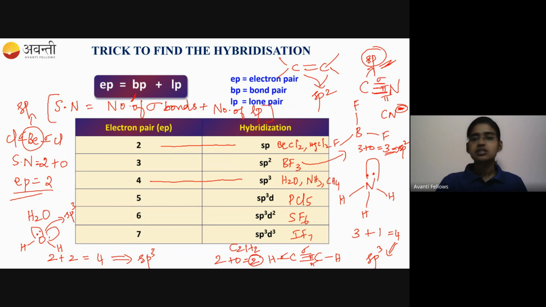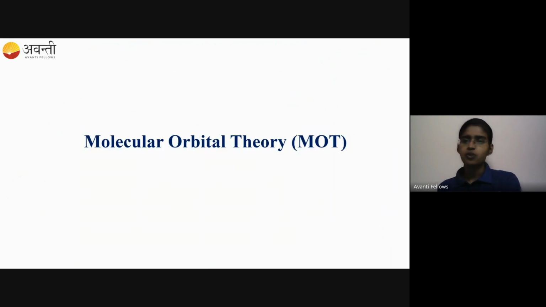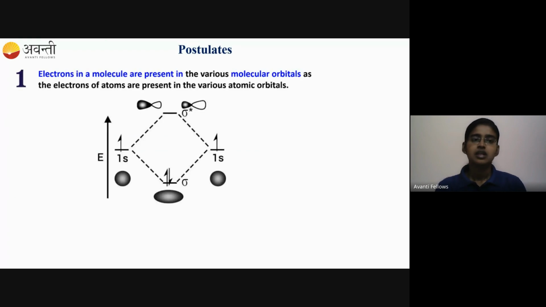Fine, students. So now let us move on to the next theory, which is a very important theory, like VSEPR. It is molecular orbital theory. Now coming to the postulates of molecular orbital theory, postulate number 1: the electrons in a molecule are present in the various molecular orbitals as the electrons of atoms are present in the various atomic orbitals. You see here, so let me take this.